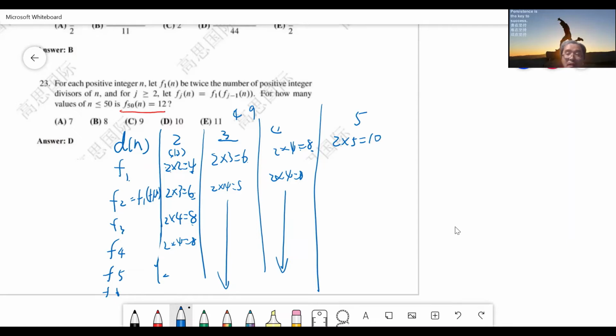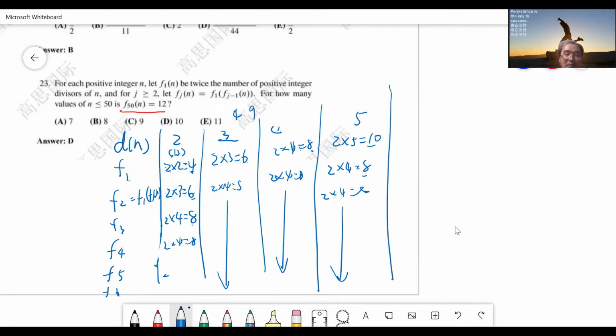F1 equal to 10, then 10 has 4 factors, then 2 times 4 equal to 8. F2 is going to have only 8. Then next, 8 has 4 factors, then that's going to be 2 times 4 equal to 8, right? So if n has 5 factors, it does not work either, right?